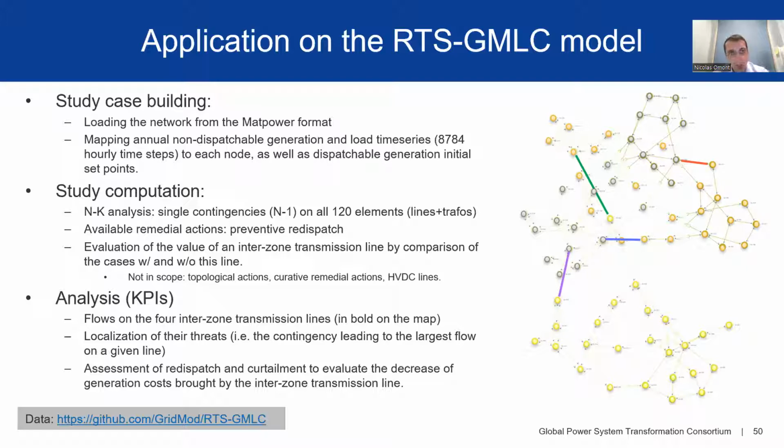Then we added all the contingencies. That is 120 elements. So we want to have a solution that is robust to all these contingencies. And for the remedial actions, we only allow preventive redispatch, which is a situation that occurs in many countries where only preventive redispatch is allowed.